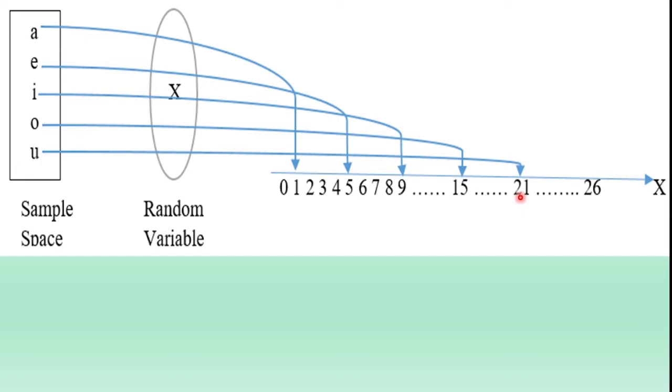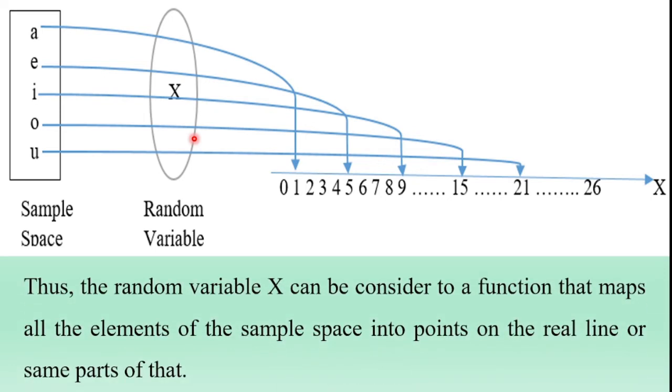In this experiment, in this example, the random variable X can be considered a function that maps all the elements of the sample space into points on the real line. That real line means the real axis. And that is one example of a random variable.